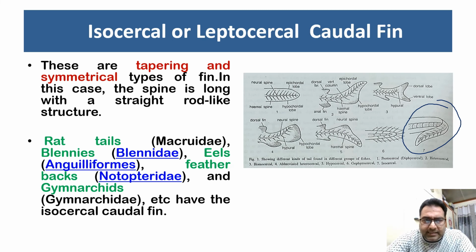And in this case, the spine is long. Herein you see the spine is long, which is a straight rod-like structure. Rat tails, anguilliformes, or featherbacks, that is Notopteridae, and gymnarchids, they have the isocercal kind of tail.